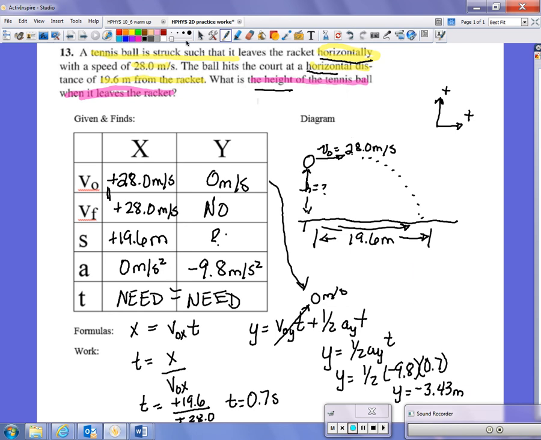So my answer, they didn't ask for the y displacement. I kind of have to find it in a way, but I'm going to translate that. It is 3.43 meters above the ground. They asked for the height. So I'm 3.43 meters above the ground.